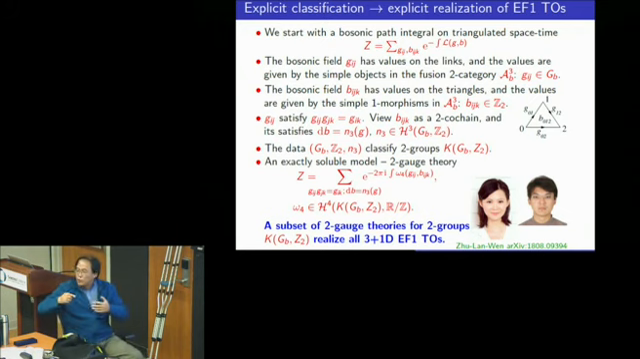So you can write down the more general two-form gauge theory. The claim of this result is that other two-form gauge theories are equivalent to either Dijkgraaf-Witten gauge theory or this particular subset of 2-gauge theory with a very special 2-gauge group. Basically, this subset of 2-gauge theory classifies the so-called EF1 topological order. Okay, and that looks like the whole story.